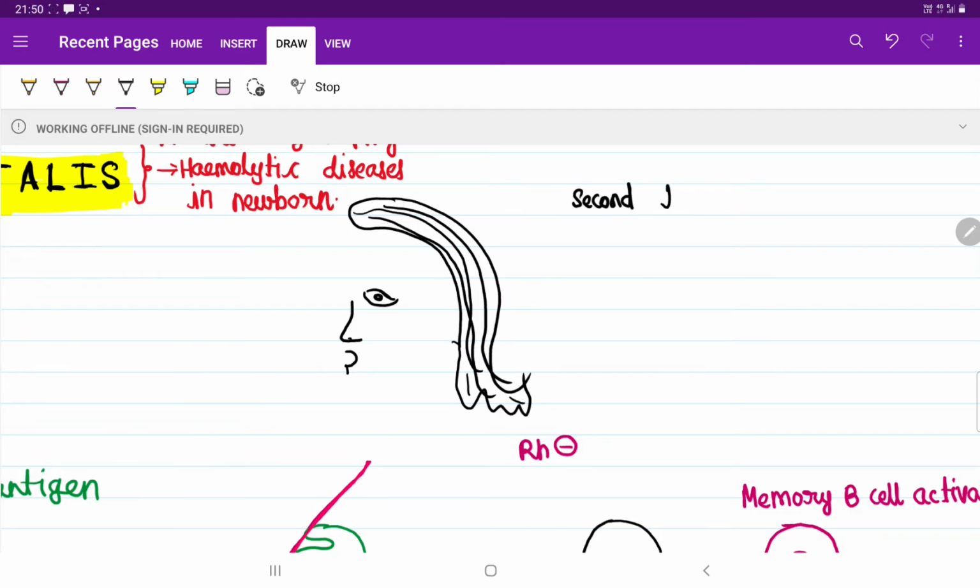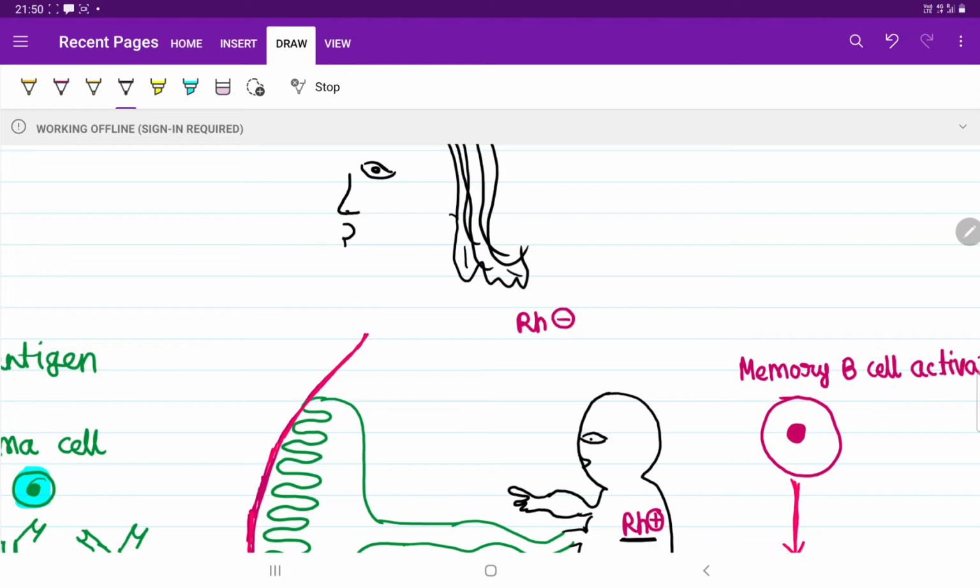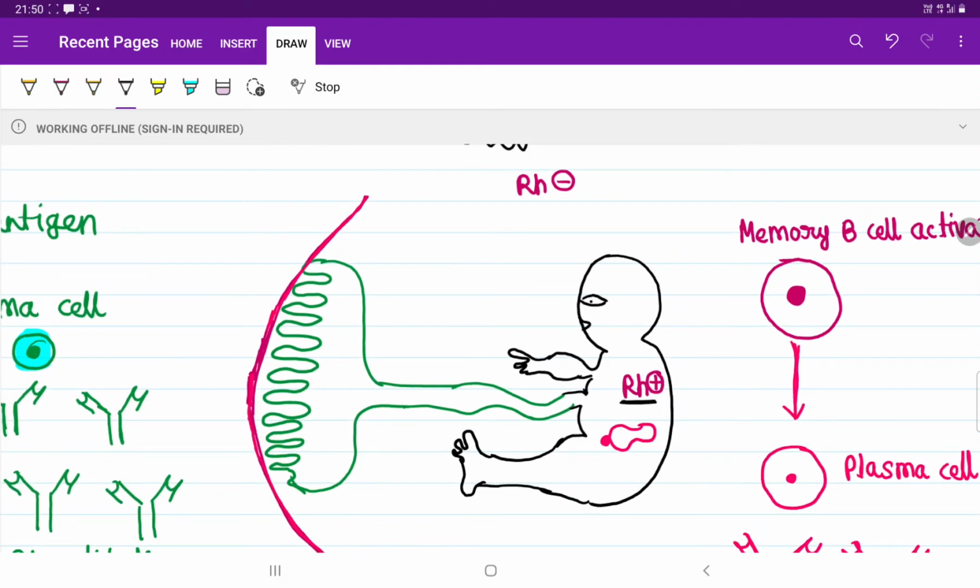Second pregnancy. During the second pregnancy, suppose again this fetus is Rh positive. Obviously, the mother's blood group will not change. This second fetus is also Rh positive.